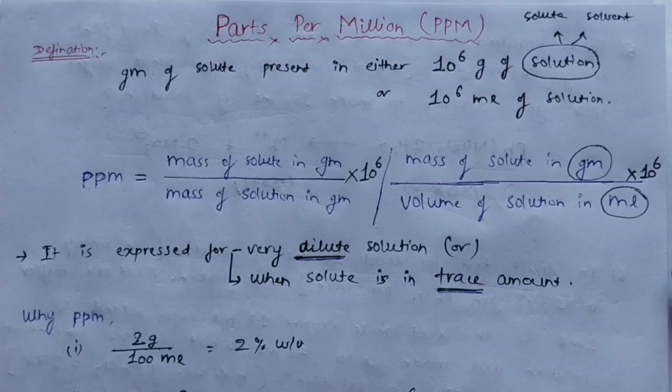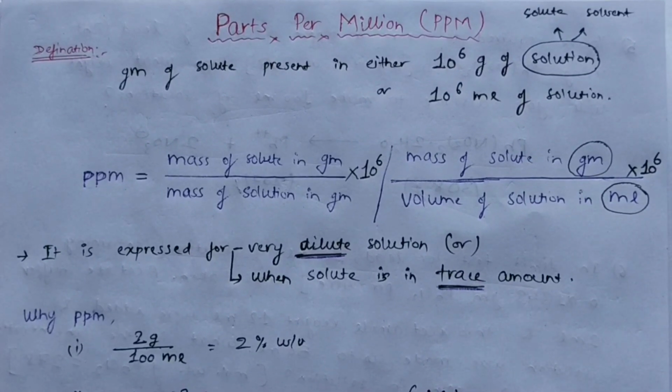Now the question is, why are we studying parts per million? Why is some concentration expressed in the form of parts per million? Why is weight by weight or weight by volume not enough to express? Why are we using parts per million?